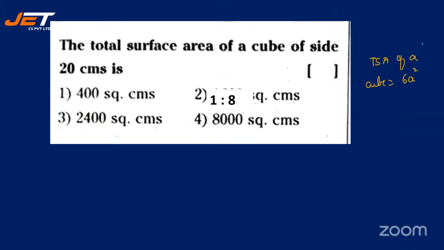Right. So what is a? a is the side. So 6 into 20 into 20. All right. So we get 2 2s are 4, 400 into 6. 6 4s are 24. So 2400 centimeter square. So let's check with the answer before I could see how many of you have given the correct answers. Yes, so it is 2400 square centimeter. So you just have to use only this formula, that is 6a square. All right.